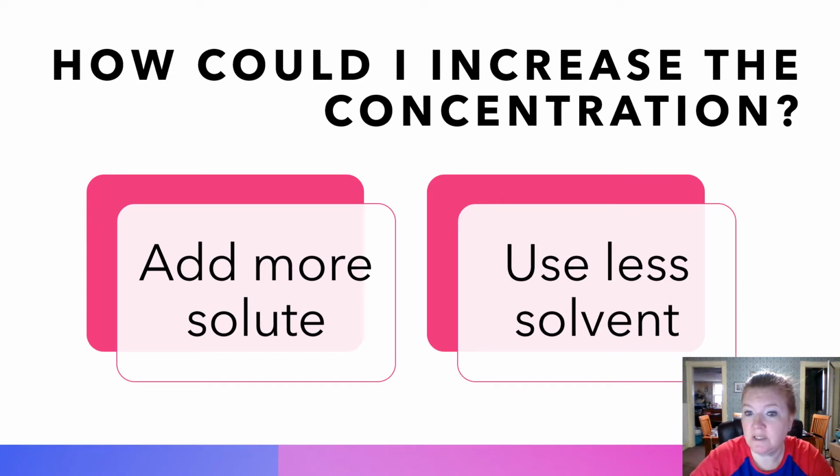So I could use less solvent, okay? In the case of it's already made and I want it to be less concentrated, I would add more water. But if I want it to be super sweet and it says add 2 cups of water, I'll add 1 cup of water. Ridiculously sweet. So if I start with less water, it will be more concentrated. If I add more solute, it will be more concentrated.